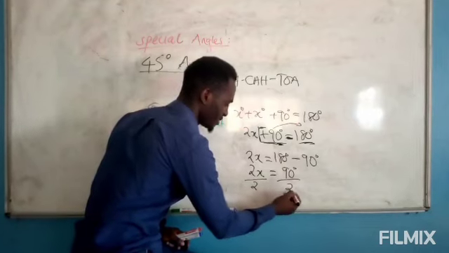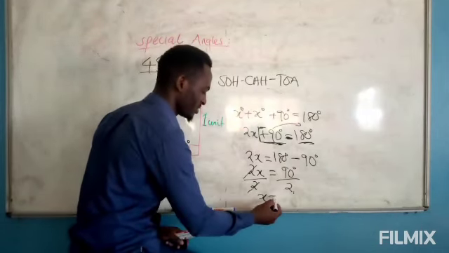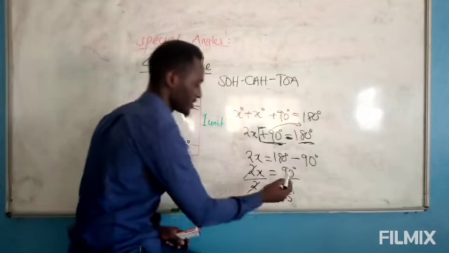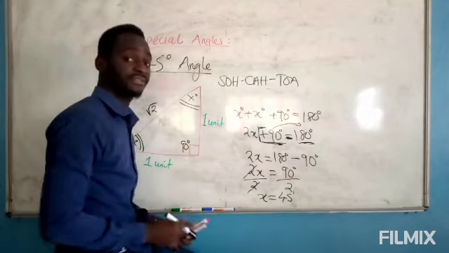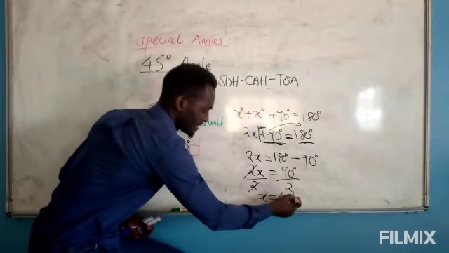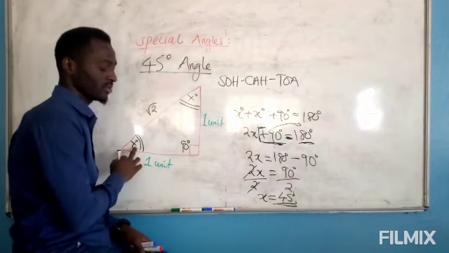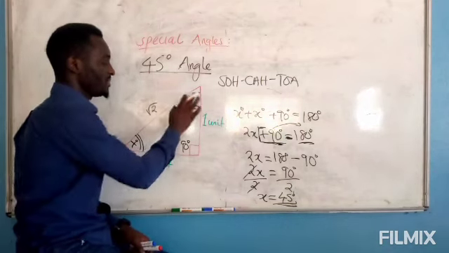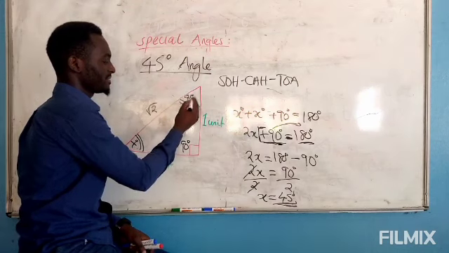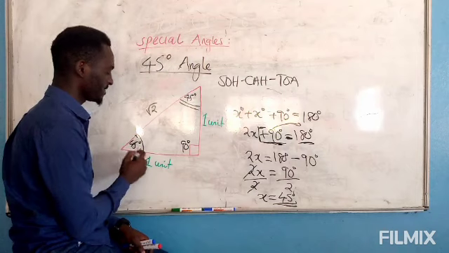Remember, the idea is to find x. So the 2 and 2 will eliminate, and x is going to be what? 45. 2 can go into 90, 45. Now, 45 degrees is the angle, and I know that this angle and that angle are of the same size, so this angle is exactly 45 degrees, and this angle is also 45 degrees.